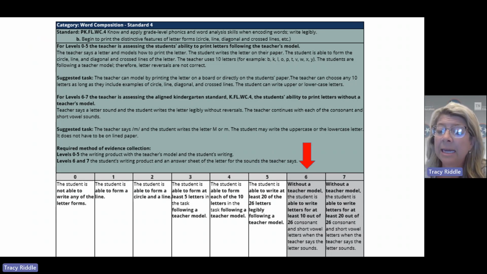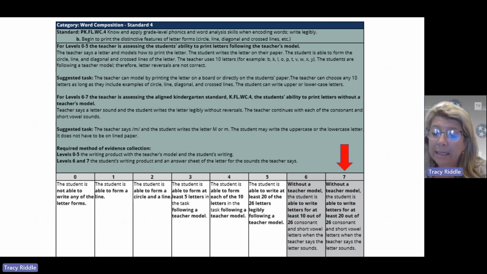Levels 6 and 7 is assessing the kindergarten standard. There is no teacher model. The teacher says a sound and the student writes the letter. The teacher does this for all 26 letters. If the student is able to write at least 10 of the 26 letters after the teacher makes the sound, that is a score of a level 6. If the student is able to write at least 20 of the 26 letters, that is a level 7.